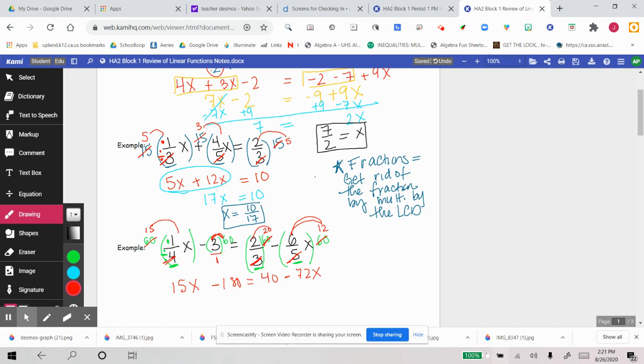So I want to solve by combining like terms, but I don't have any like terms. So I'm going to have to move things from one side to the other. So I'm going to go ahead and add the 180 and add the 72. So I get 87x equals 220. And when I divide by 87, I get x equals 220 over 87. Yes, your answers could be fractions.